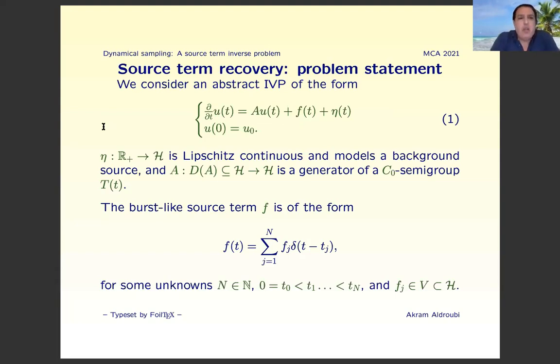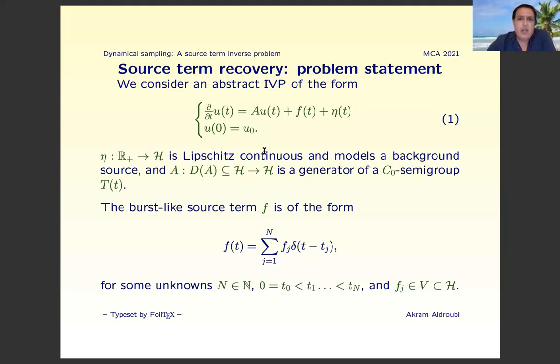Okay, so let me start by telling you what the problem is. We're going to consider an abstract initial value problem. So you have du/dt equal to A, some operator, applied to u, plus some forcing term that I'm going to call F, plus some other forcing term that I'm going to call eta. They are different, which is why I separate them. Eta is a Lipschitz continuous function, which models the background source. There's some sort of background source going on all the time, like the average temperature outside, or average pollution outside.